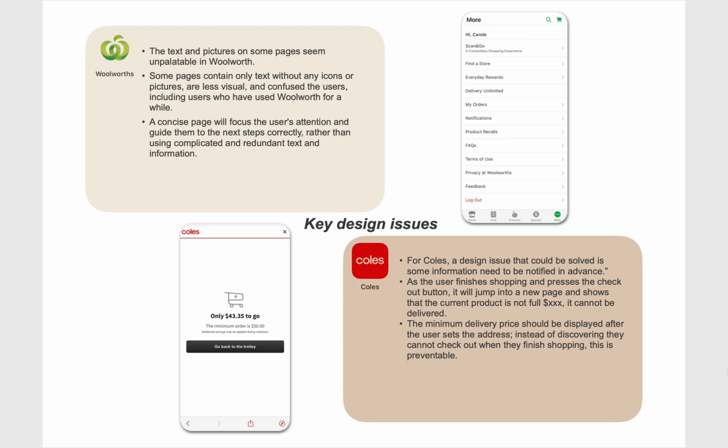For Coles, a design issue that could be solved is that some information needs to be notified in advance. As the user finishes shopping and presses the checkout button, it will jump to a new page and show that the current product total is not enough by a certain number of dollars. It cannot be delivered. The minimum delivery price should be displayed after the user sets the address, instead of the user discovering they cannot check out when they finish shopping. This is preventable.